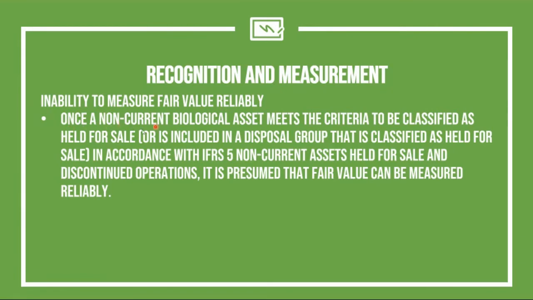And once a non-current biological asset meets the criteria to be classified as held for sale, it is already presumed that fair value can be measured reliably. Because you cannot say that it is held for sale if you do not know how much it is expected to be sold. So that's how it works. So to reiterate, on initial recognition, it may be possible that you do not know yet the fair value.